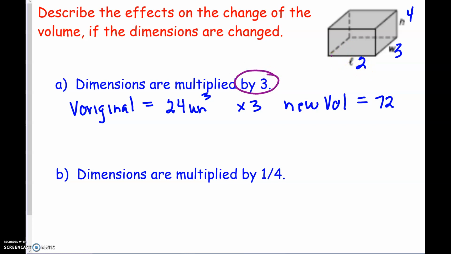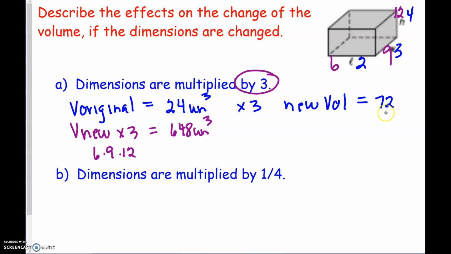So 2 times 3 is going to make this 6. 3 times 3 is going to make this side 9, and 4 times 3 is going to make this side 12. So the volume of the new figure, when we multiply by 3, is going to be 6 times 9 times 12, and that new volume is going to be 648 units cubed. So if you took 24 times 3 and got 72, is that truly the new volume? The answer is no. It is not just multiplied by 3.